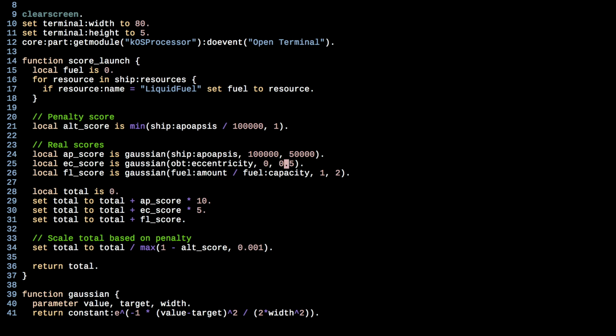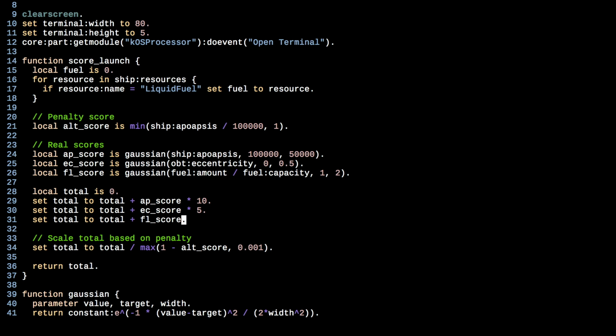And the eccentricity is different because the eccentricity is already a value between 0 and 1. So we go ahead and do the same thing. We're going to grab the fuel amount divided by the fuel capacity, so just the percentage of fuel that we have left. And then we're going to compute a total score. We're going to take the total plus the apoapsis score times 10, because I care much more that we got to the right apoapsis than I do care that we had a lot of fuel when we got there. Then we're going to set the eccentricity score times 5, and then we're going to add the fuel score. So a perfect launch could get a score of 16.